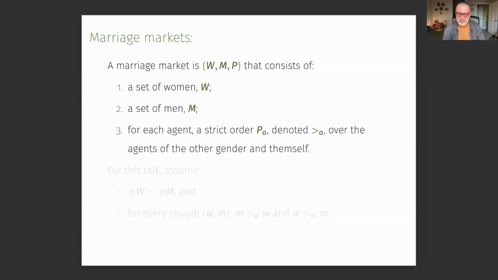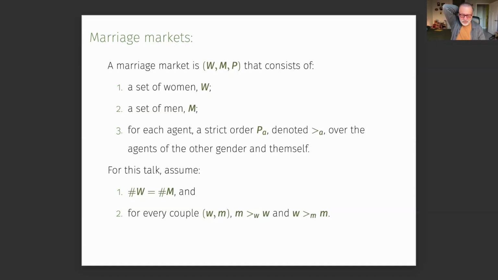For the talk, not for the paper, but for the talk, I'm going to assume that there are the same number of men and women, and for every couple of a man and a woman, the man is better for the woman than being by herself, and the woman is better for the man than being by himself. So in the language of Gale and Shapley and Roth and Sotomayor, we're going to assume that every agent of the other gender is acceptable to each agent of a given gender. Every man is acceptable to every woman, and every woman is acceptable to every man.